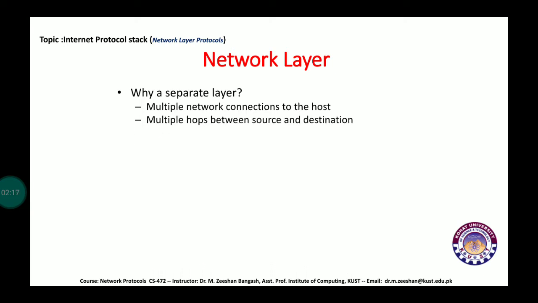And we already know that there is no direct link between a source and destination. So a number of intermediate hosts or intermediate nodes are involved in communicating a message or data from source towards its destination. So this layer is responsible for forwarding that data or message through the intermediate nodes, that might be switches, bridges or routers, towards its destination.